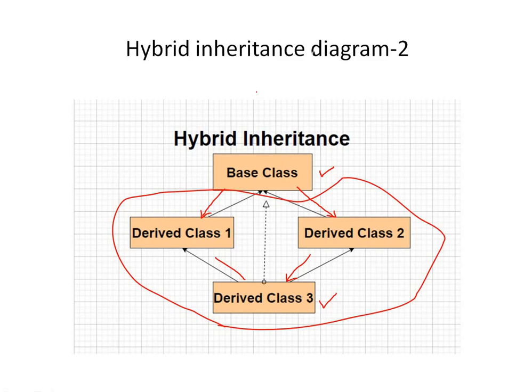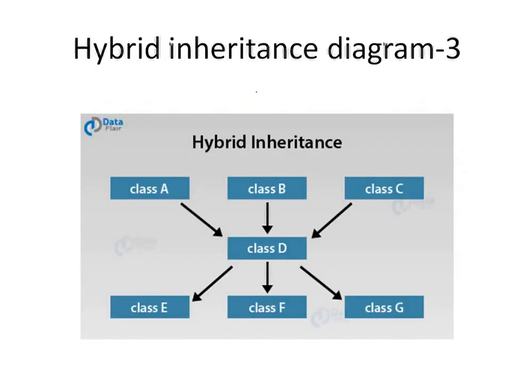Now let us see another diagram, hybrid inheritance star diagram. This is one of the complicated examples of hybrid inheritance. If you follow the path from class B to class D, this is a single inheritance. From class C to class D, this is also single inheritance. Class A to class D, this is also single inheritance.